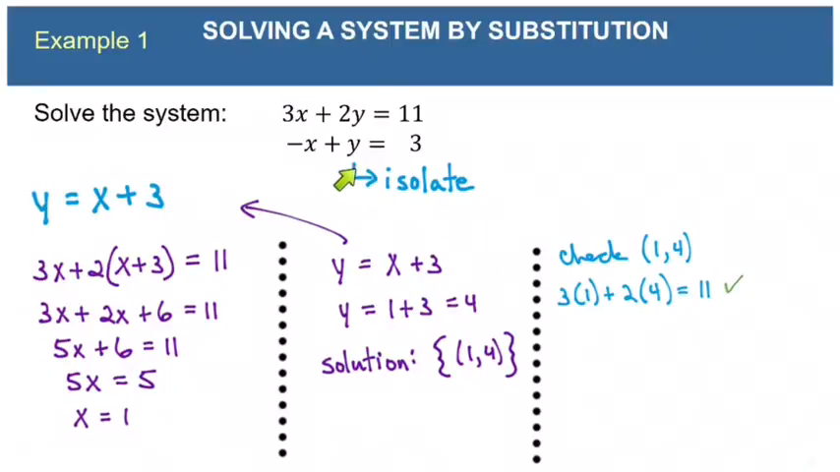And now let's plug 1, 4 into the second equation. So it's going to be negative 1 plus 4 equals 3, and that's also true. And so we can be sure that 1, 4 is the right answer. And if you could graph these two lines, if you take the trouble to solve them both for y and graph them, you'd see that they cross at the point 1, 4, and that's the only place they can cross. So there can only be one ordered pair solution to a system of two linear equations.